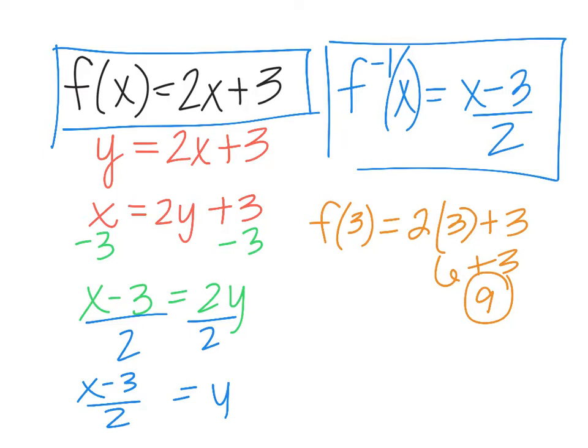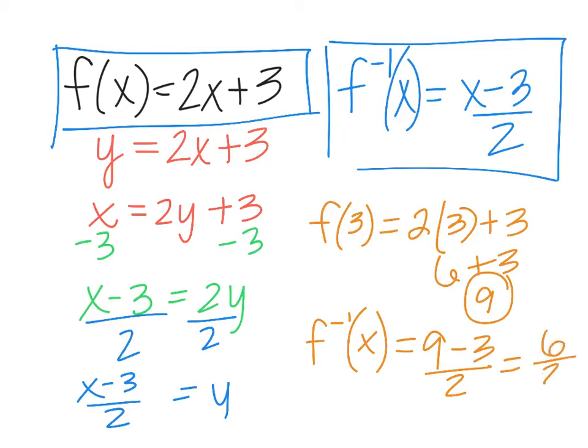Now I'm going to take that 9 and plug it into my inverse function. Instead of x, I put 9 minus 3 and then divide by 2. 9 minus 3 is 6, divided by 2 is 3. Notice that I started by plugging in a 3 and got a 9. In my inverse function, I plugged in a 9 and then got 3. So I know I did it correctly.